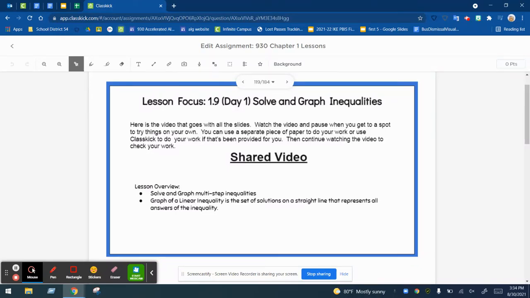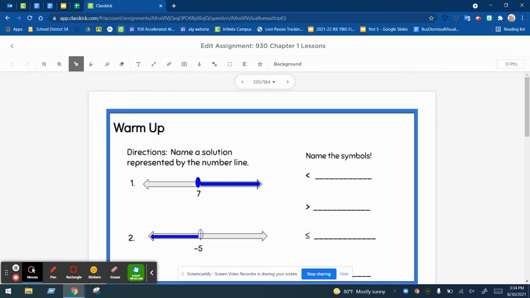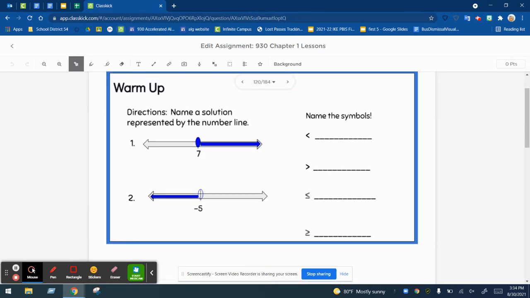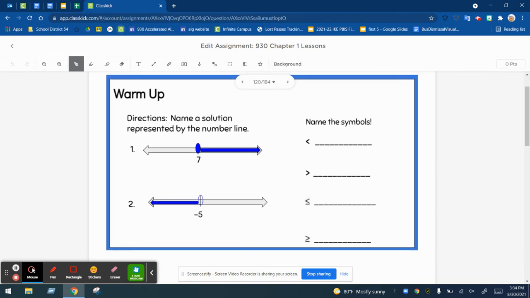Right, 930 students. Today we are moving on to solving and graphing inequalities. This is 1.9, day 1. Okay, so our warm-up says to name a solution represented by the number line. And then we're going to talk about the different symbols.